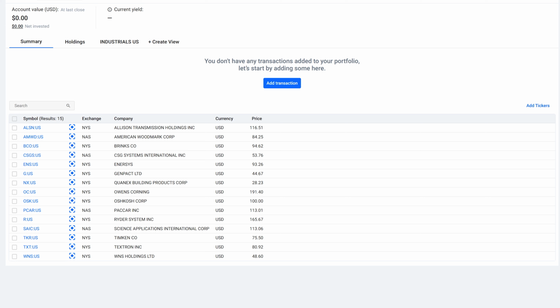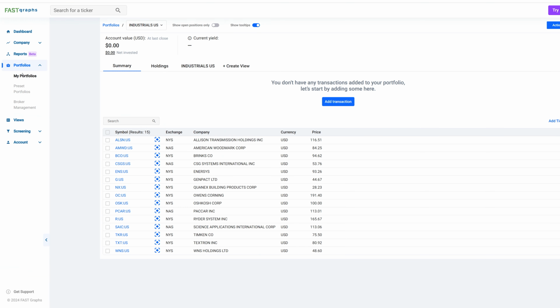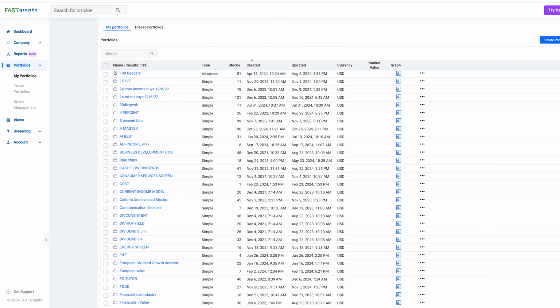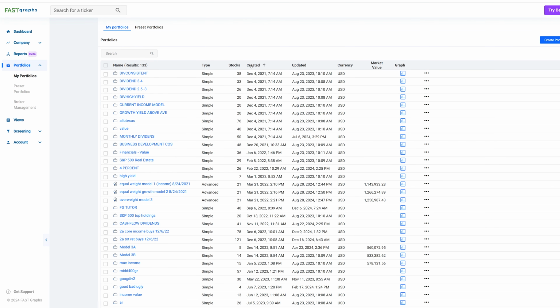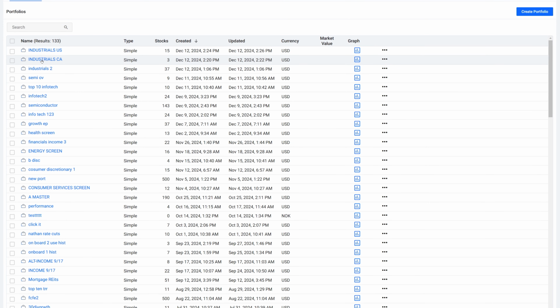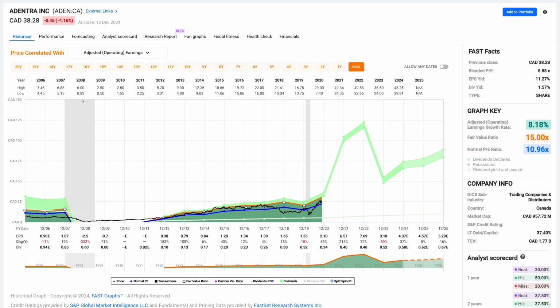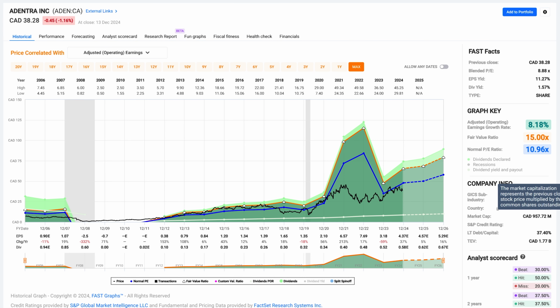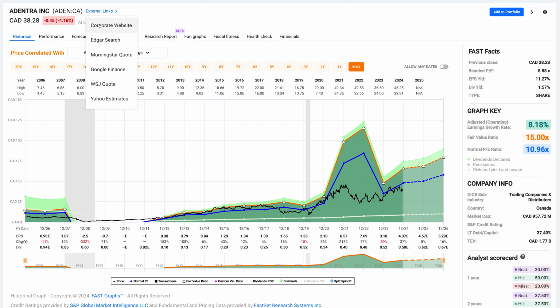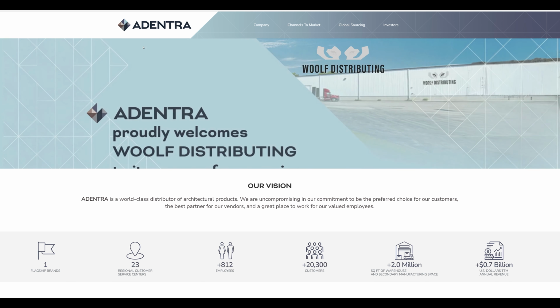And I'll just finish up here by looking at my portfolios again, when they were created. I've got the Industrials Canada, which I only have 3 companies in this group, so it could be quick. This would be that ADEN that we looked at. Not sure exactly what this company does. I know it's a trading company and distributor. Again, I could go directly into the company's website and learn more about it. I can also do a lot of other research on what Adentra does.